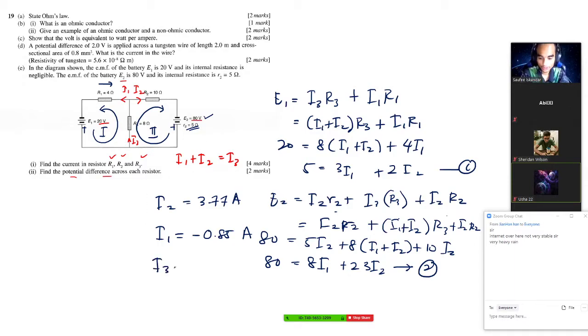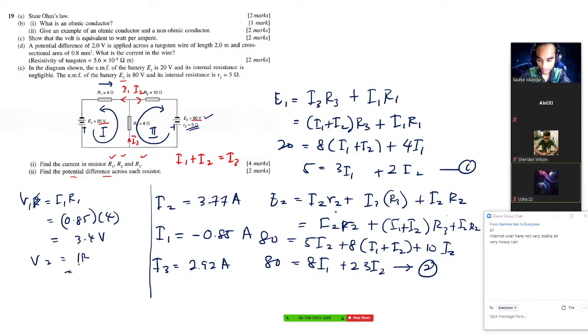If you continue the calculation, I3 will be 2.92 ampere. Now, using the currents, we use Ohm's law, V equals IR. V1 equals I1 R1. I1 is 0.85; no need to use the negative, because the negative only shows the direction of the current. Times 4, you have 3.4 volt. V2 equals I2 R2, which is 7.7 volt. V3 equals I3 R3, which is 2.92 times 8, so you have 23.36 volts. Okay, so that will be the answer.